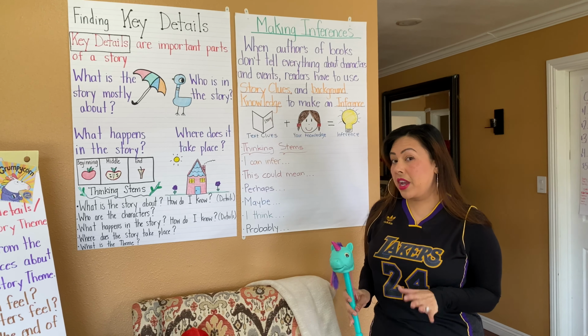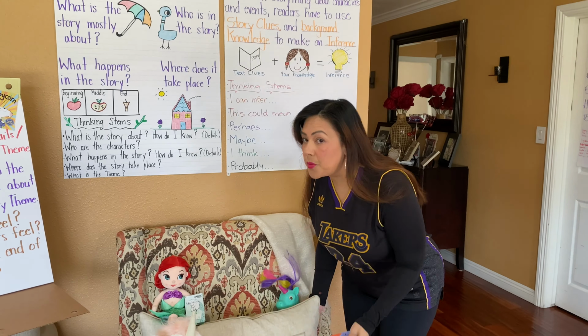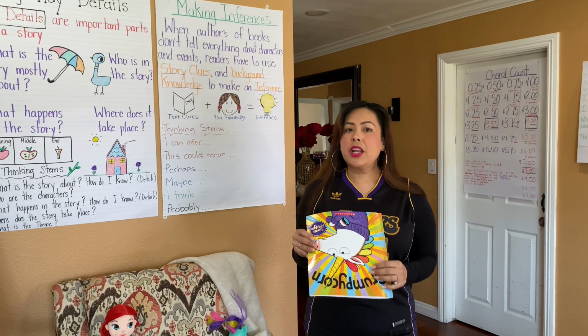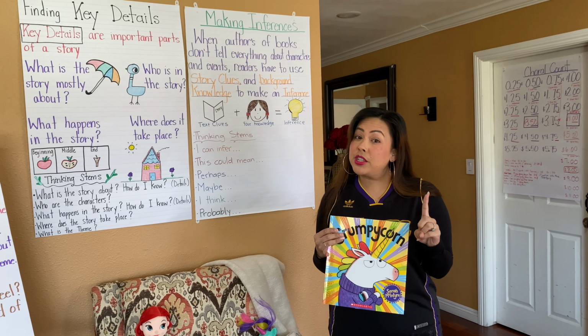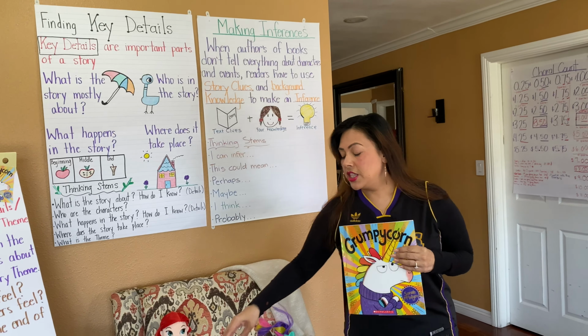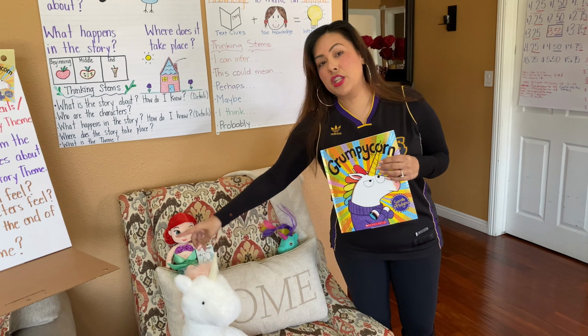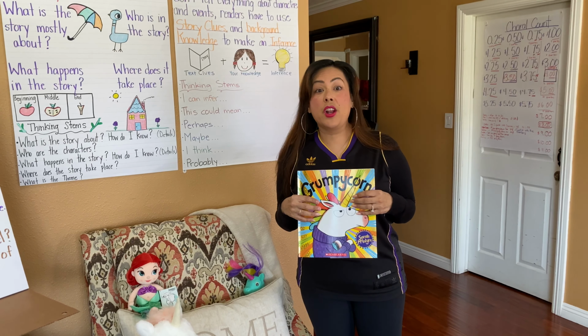So today we're going to be reading Grumpycorn. And for this read aloud today, we are going to be doing turn and talk. And I know that we're not in our classroom and we're not with our friends. So what I want you to do today is get your favorite stuffed animal, your favorite toy. Okay, so go ahead and pause the video right now, and go get your toy.